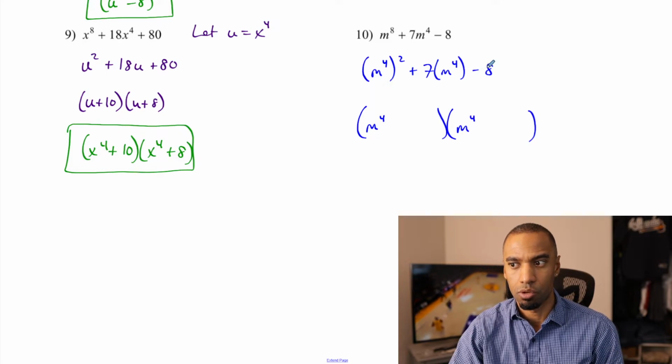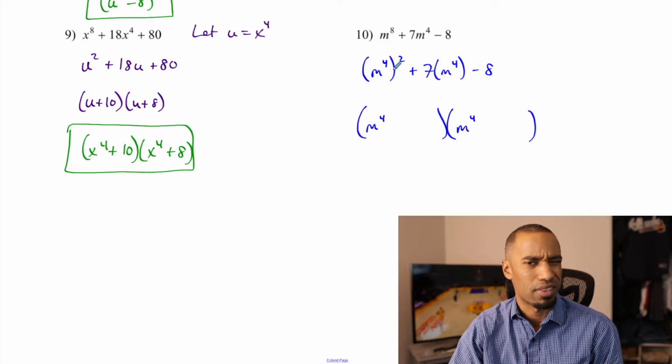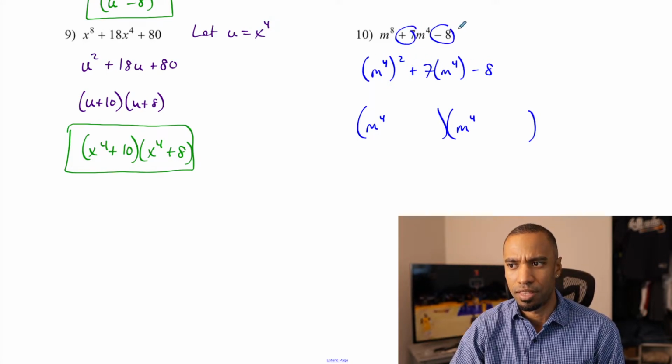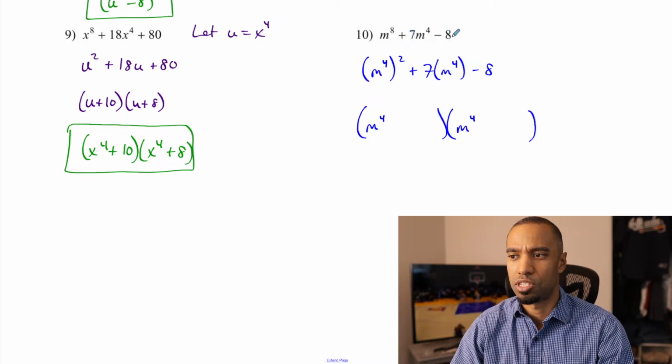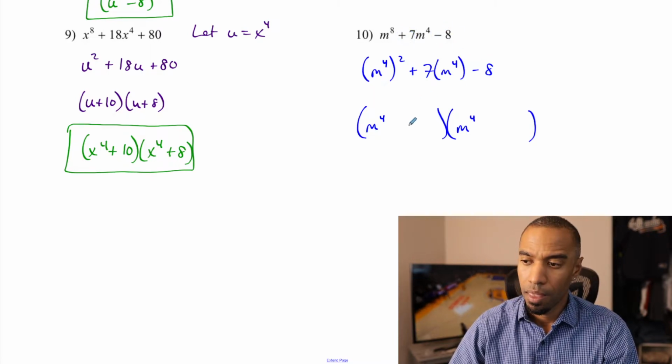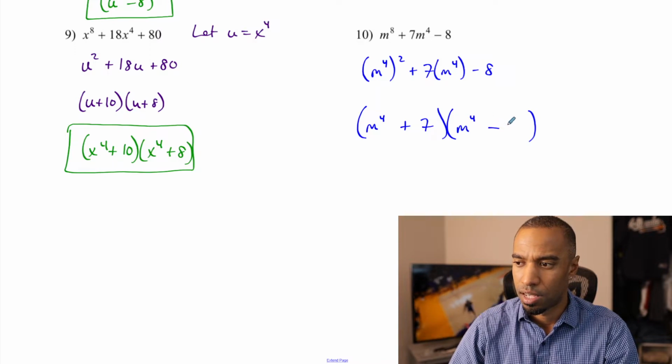Honestly, this to me is a little more confusing to look at than not. The parentheses, it's just too much. I want to look at the 7 and the negative 8, and I am asking myself, what two numbers multiply to make negative 8 and add to make 7? That's a plus 8 and a minus 1.